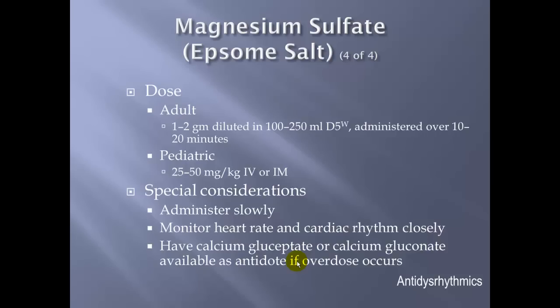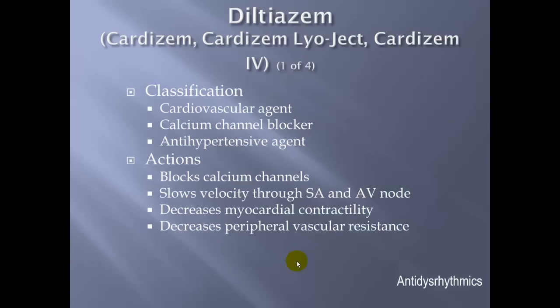So if you overdose somebody on magnesium, calcium is going to be the cure for it. In a pinch, you can use calcium chloride, but calcium gluconate is probably the most preferred choice.